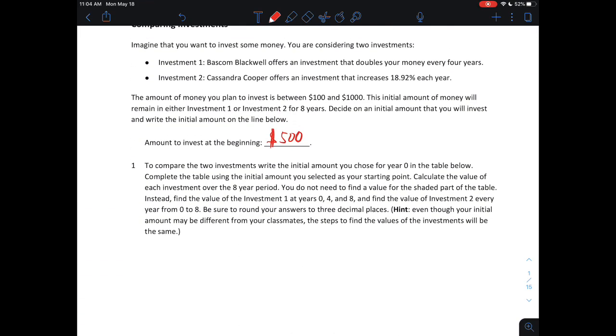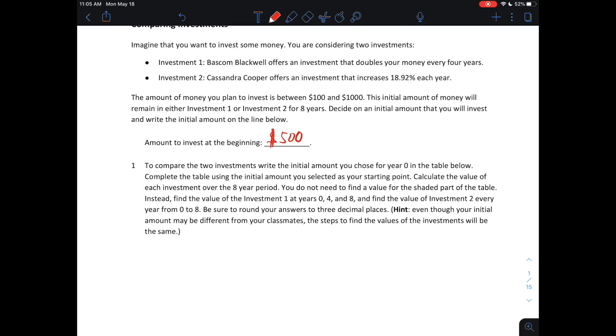Complete the table using the initial amount you selected as your starting point. Calculate the value of each investment over the 8-year period. You do not need to find a value for the shaded part of the table. Instead, find the value of investment 1 at years 0, 4, and 8, and then find the value of investment 2 every year from 0 to 8. Be sure to round your answers to 3 decimal places. Hint, even though your initial amount may be different from your classmates, the steps to find the values of the investments will be the same.